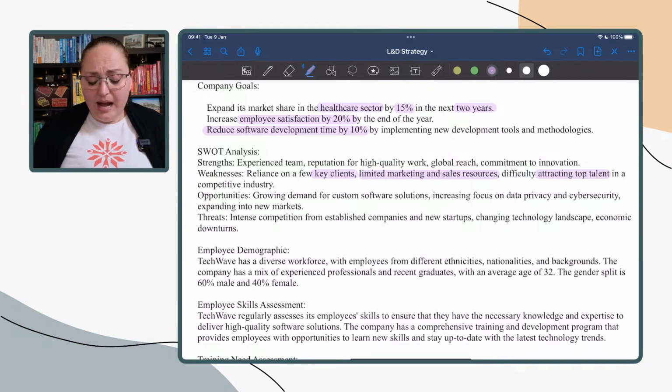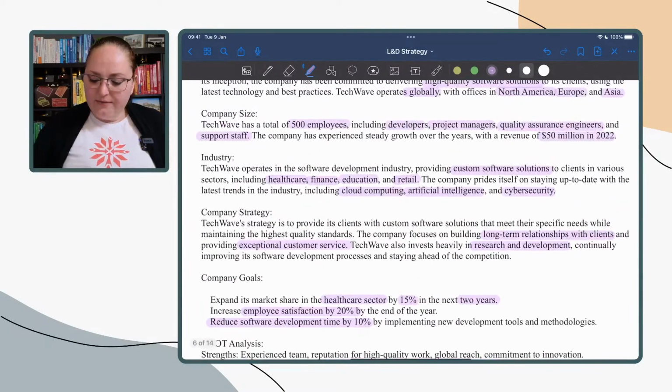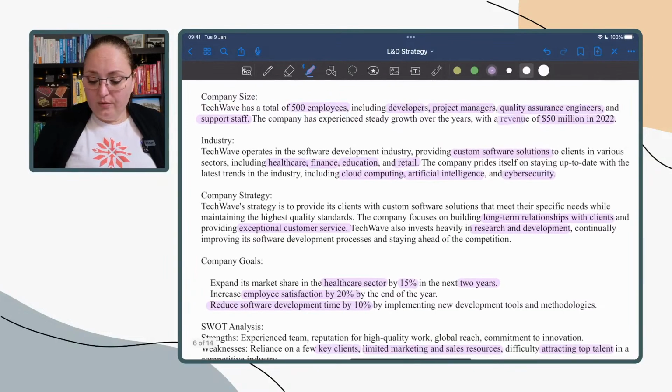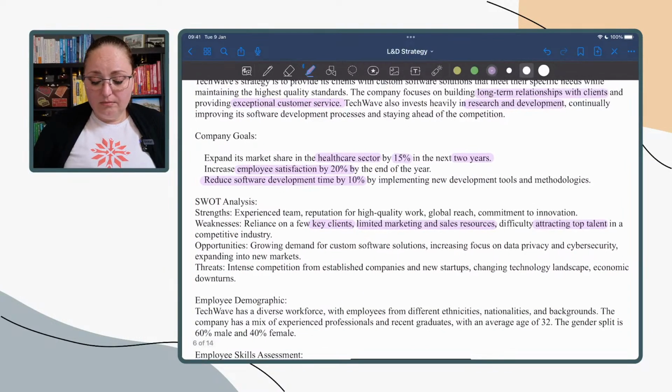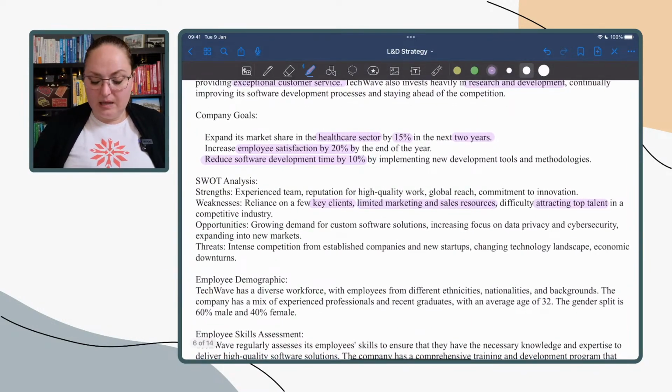And then in terms of limited marketing and sales resources, that is somewhat surprising to me, especially because we saw 50 million in revenue in 2020. So that is a bit surprising to me. Maybe where does the money go? Because you need to be reinvesting in the business, obviously.